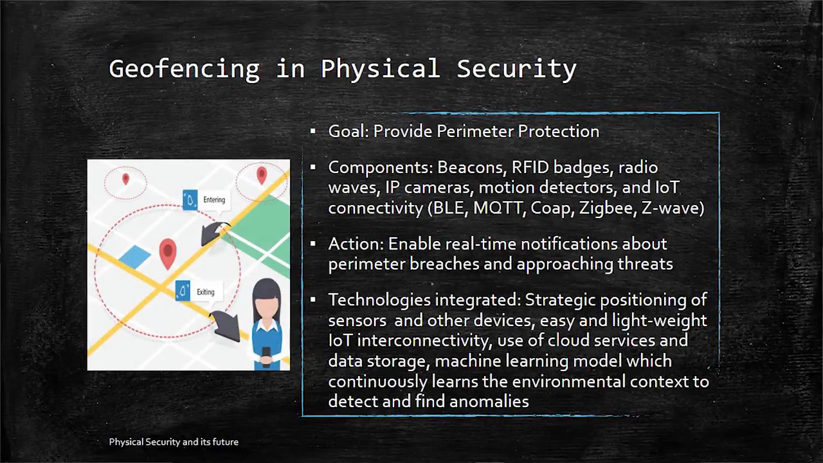What is the action that you would want to take? Enable real-time notification about perimeter breaches and approaching threats. Some of them can be used even in smart cities for an intelligent command center. These technologies are integrated: strategic positioning of sensors and other devices, easy and lightweight IoT interconnectivity, use of cloud services and data storage, and a machine learning model which continuously learns the environmental context to detect anomalies. So there is a lot of intelligence that goes into your physical security, which helps you with a preventive kind of mechanism.